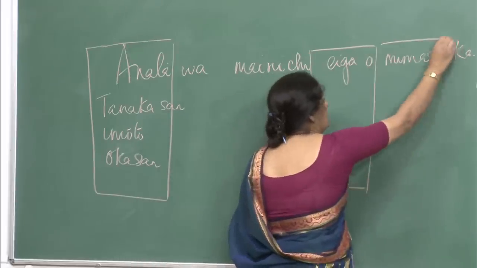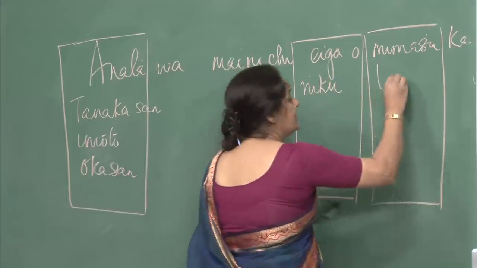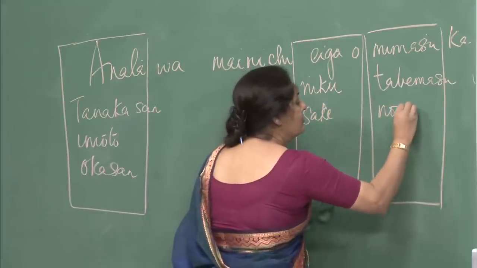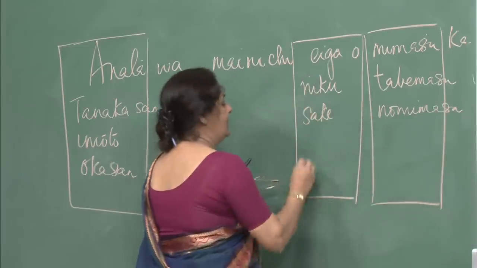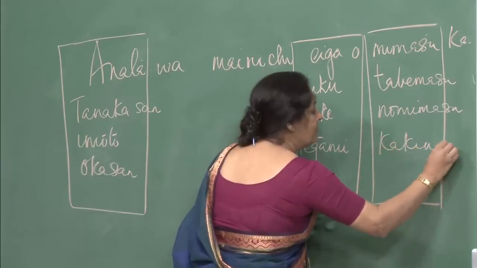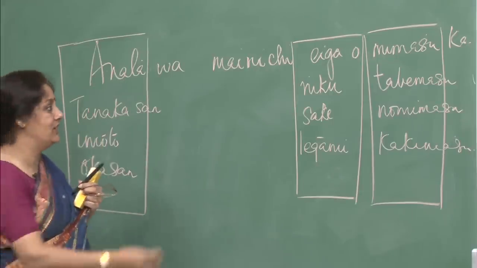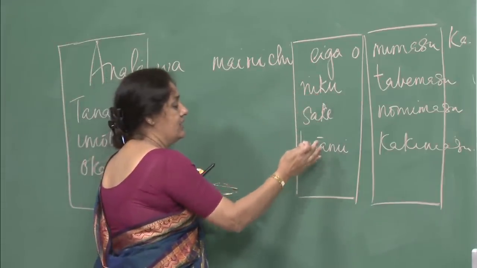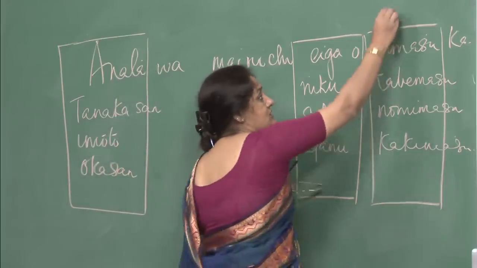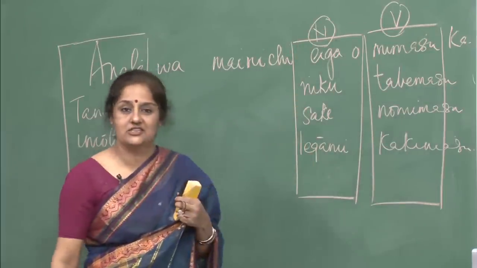Mainichi niku o tabemasu ka? Niku o tabemasu. Sake o nomimasu. We did tegami just now. Tegami o kakimasu. So, in this manner, you can change anata for names over here, any of the vocabulary that you have done. You can use any noun over here like niku, sake, ringo, tegami, kudamono, yasai, any of these that you have done. And over here, you can change the verb according to what you are doing with the noun. And ask a question and answer.